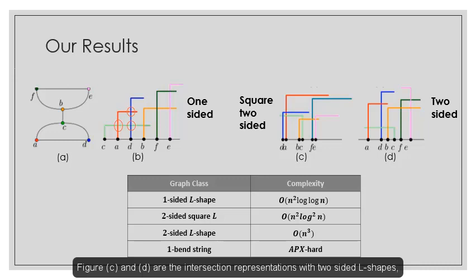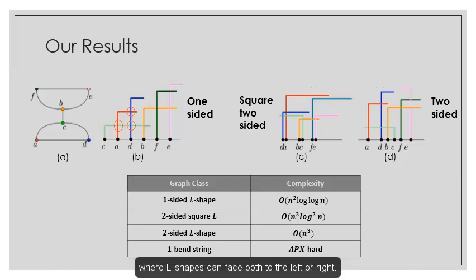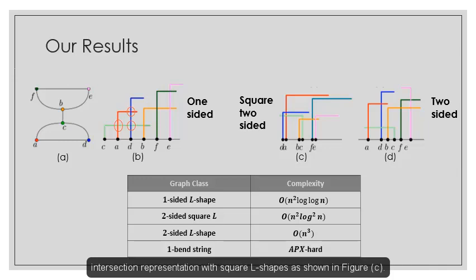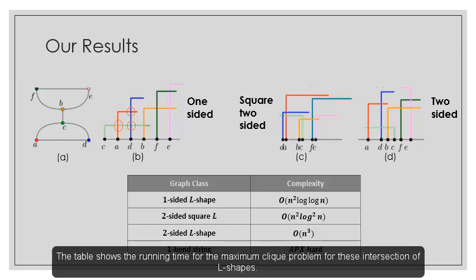Figures C and D are the intersection representations with two-sided L-shapes, where L-shapes can face both to the left or right. We can further restrict an L-shape to have the same length horizontal and vertical segments, which gives an intersection representation with square L-shapes, as shown in Figure C. The table shows the running time for the maximum clique problem for these intersection graphs of L-shapes.